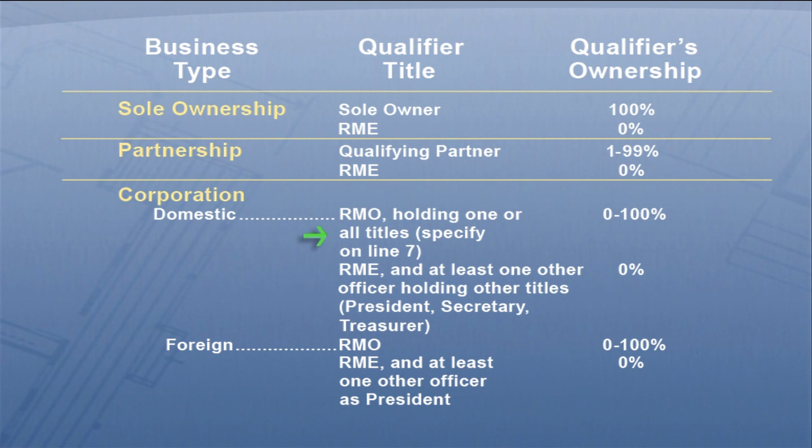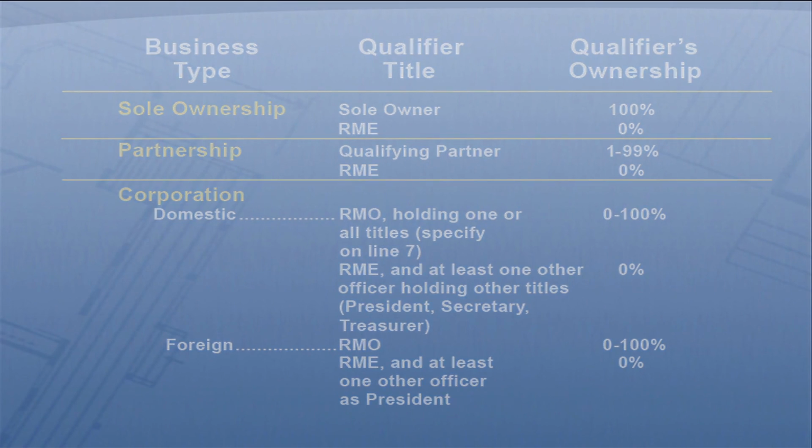If the qualifier of the corporation is an RME with at least one other officer holding the president, secretary, or treasurer position, ownership is 0%. For foreign corporations, if the qualifier is an RMO, they would own 0 to 100% of the business. But if the qualifier is an RME of a foreign corporation with at least one other person acting as president, they would own 0%. If you're a little confused, you can always go back and go over this list as many times as you need to.